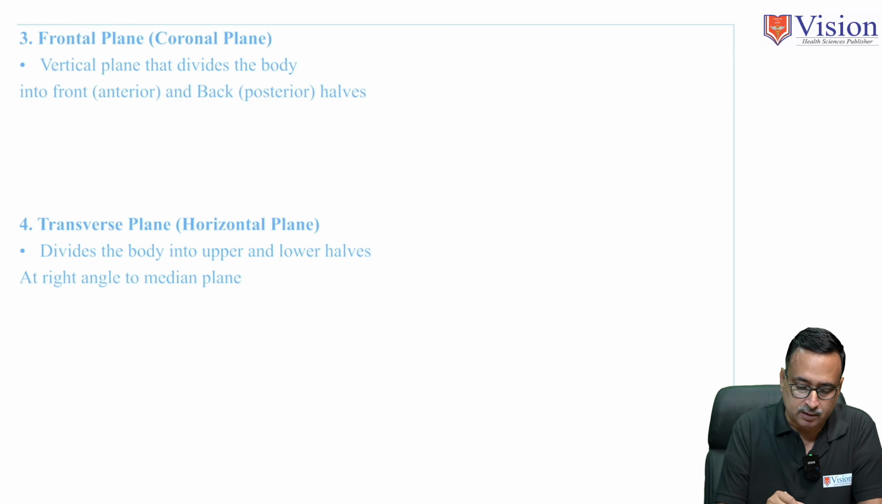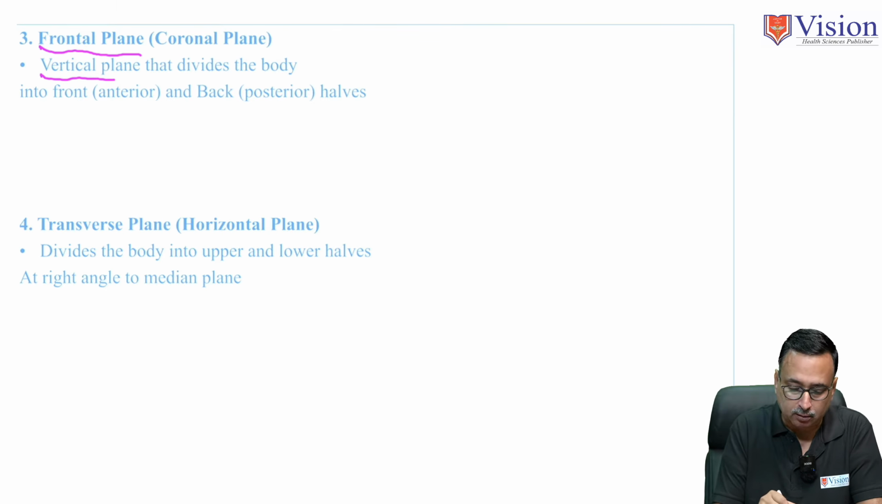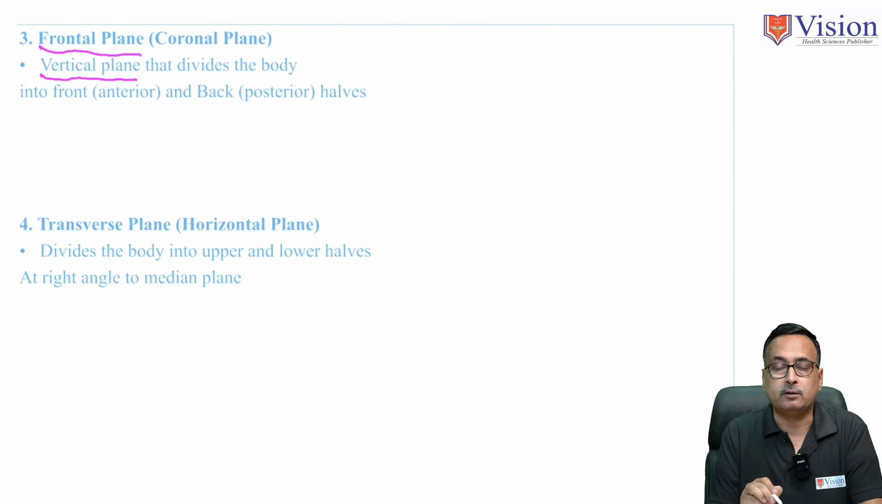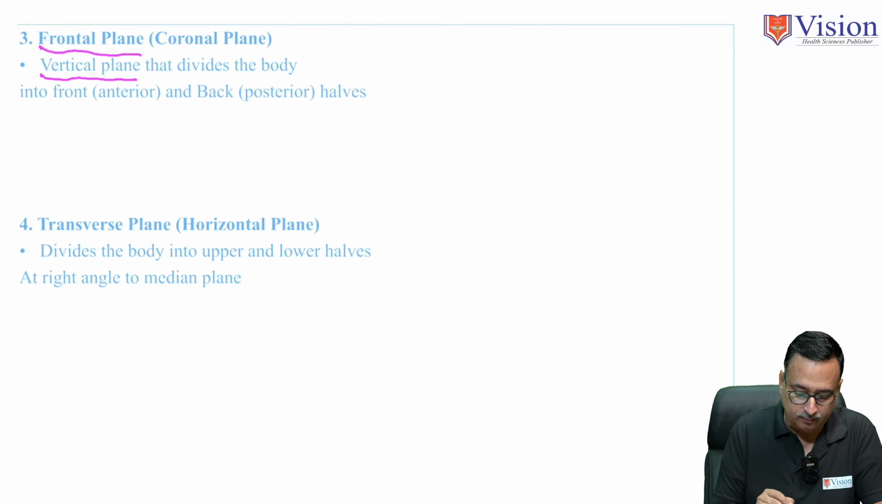The third plane is the frontal plane. It is also called the coronal plane. This is also a vertical plane, and it divides the body into two halves. One is the anterior half towards the chest, and the other is the posterior half towards the vertebral column. So the body is divided into anterior and posterior halves.